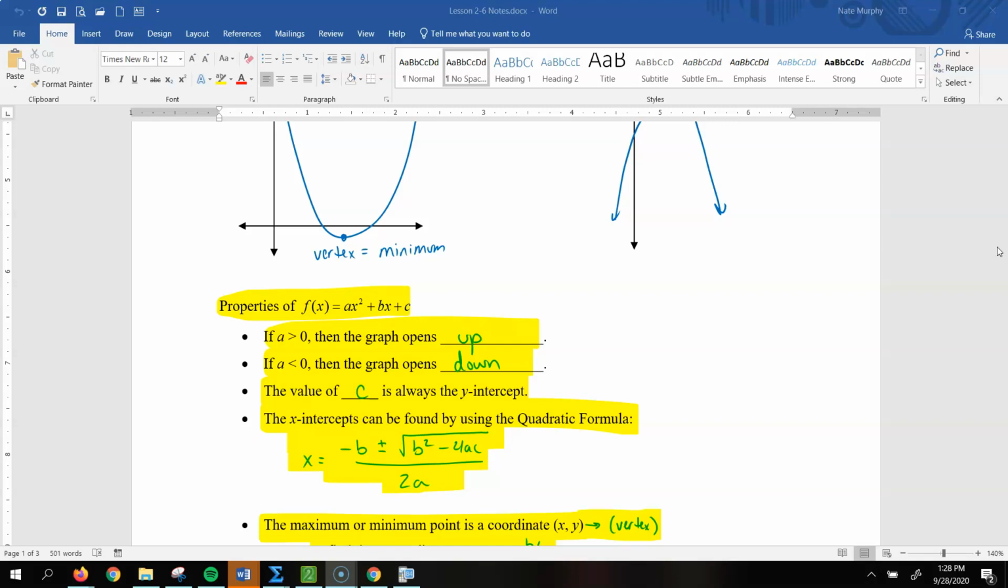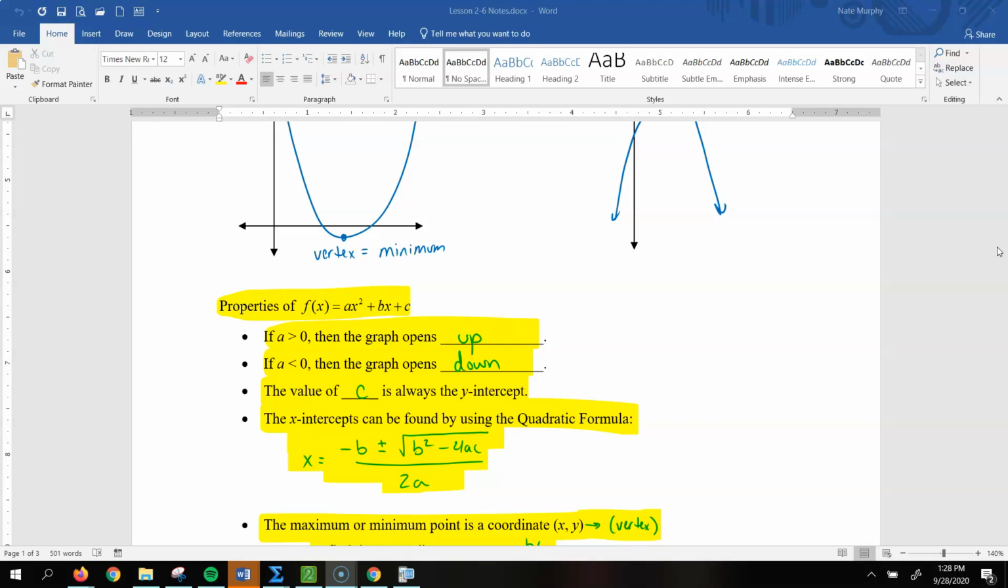An easy way to remember this is to put this formula to the tune of Pop Goes the Weasel, which goes something like this. X equals the opposite of b plus or minus the square root of b squared minus 4ac, all over 2a. So there you go. Sing that in your head a couple of times and you will never forget it.